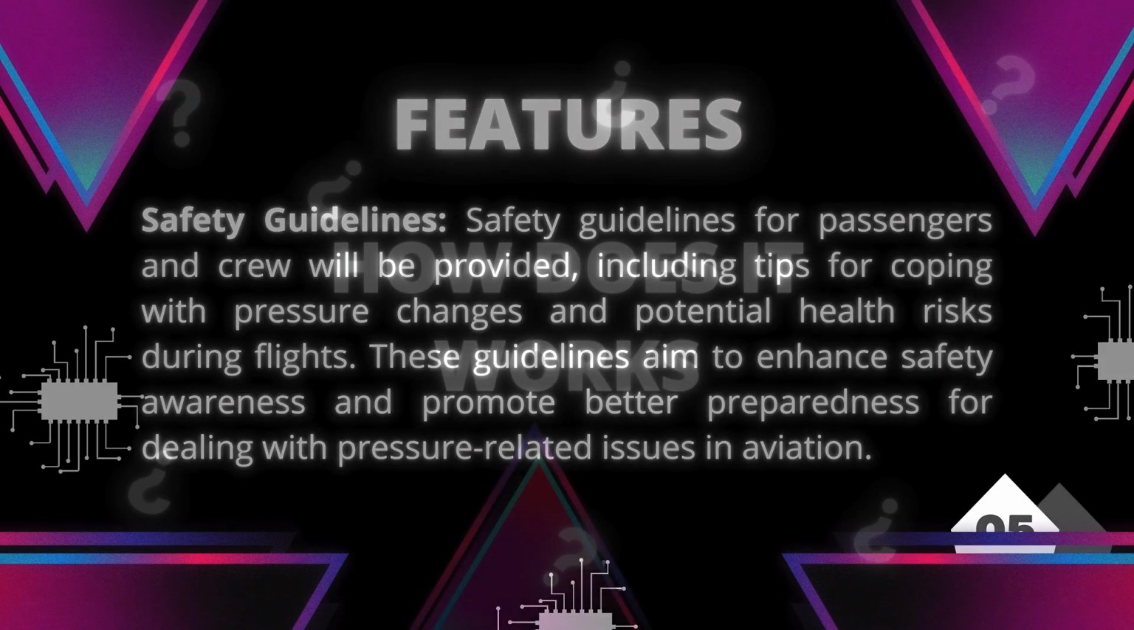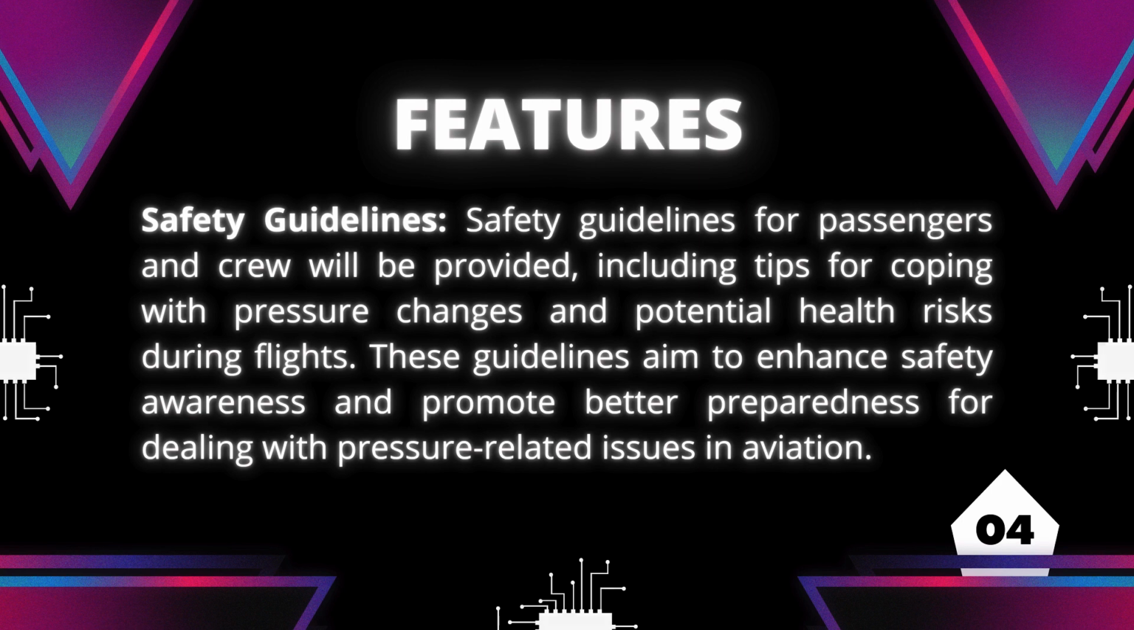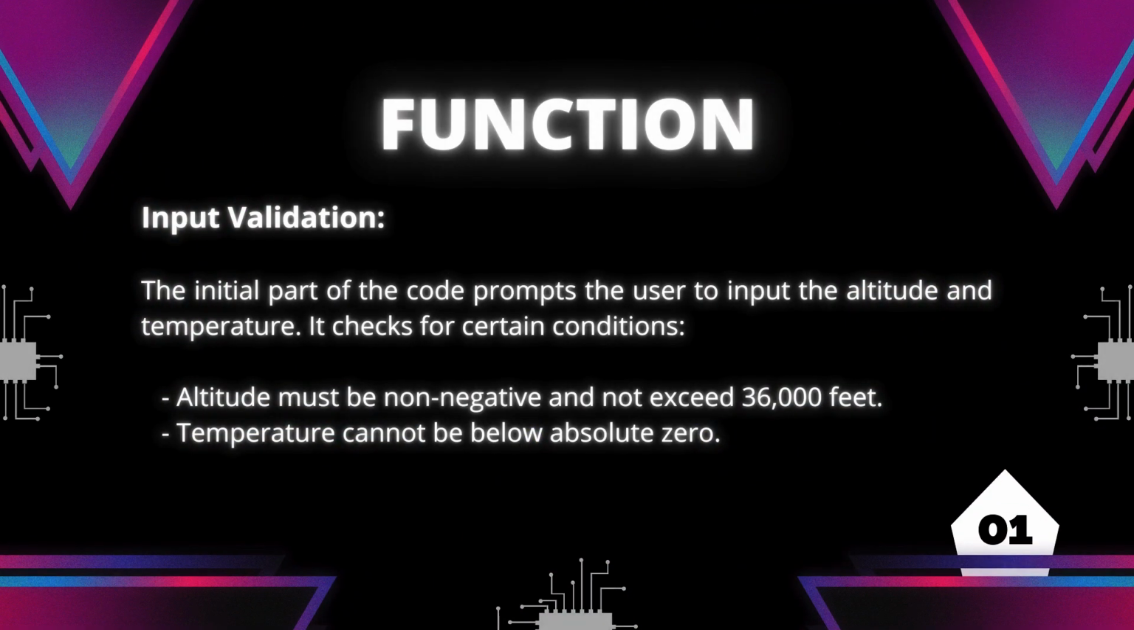This code performs several functions related to aviation and HVAC, heating, ventilation, and air conditioning systems. Let's break down what each part of the code does. Input validation. The initial part of the code prompts the user to input the altitude and temperature. It checks for certain conditions.